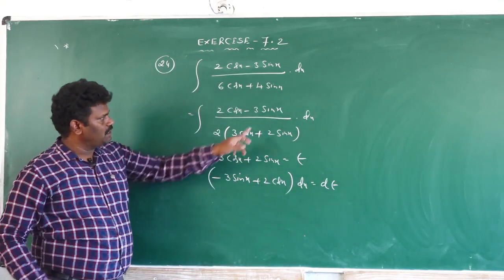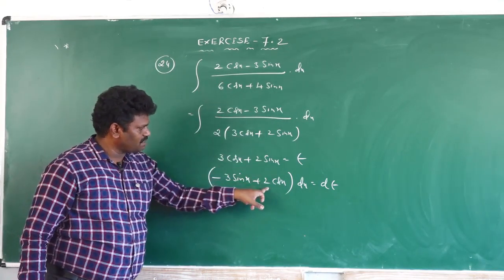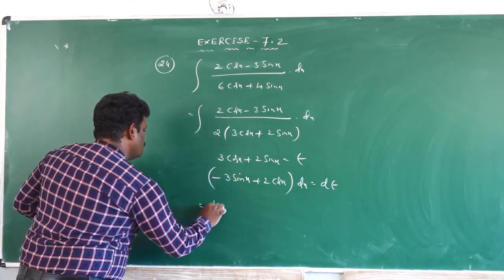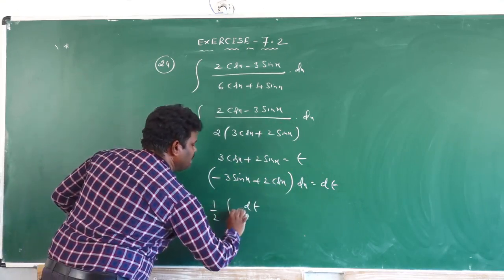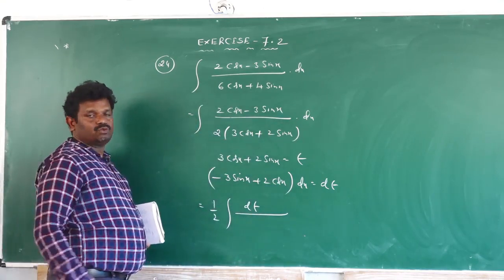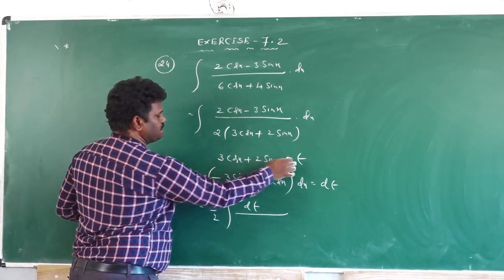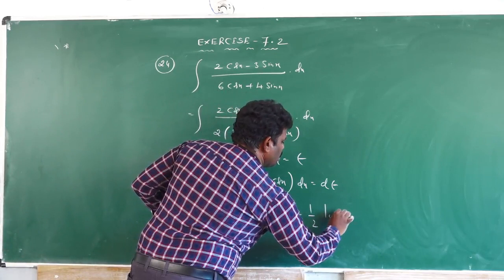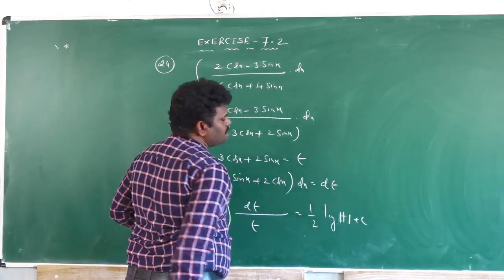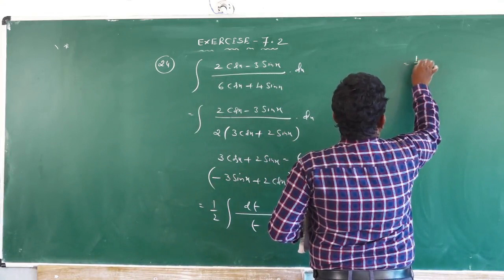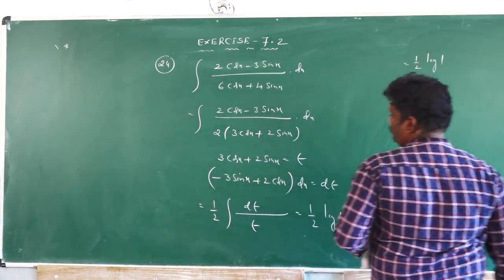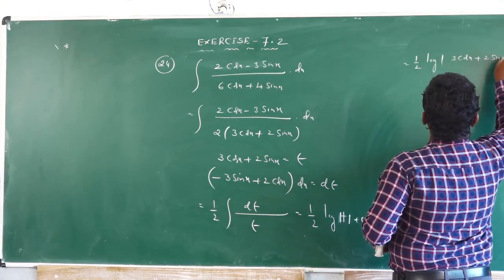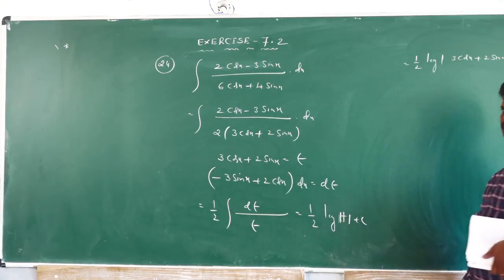Now, the numerator is minus 3 sin x plus 2 cos x. So in the denominator, if you replace with dt, that is equal to 1 by 2 integral of dt by t, where 3 cos x plus 2 sin x is equal to t. That is equal to 1 by 2 into log t plus c. So that is equal to 1 by 2 into log of 3 cos x plus 2 sin x plus c value. Okay?